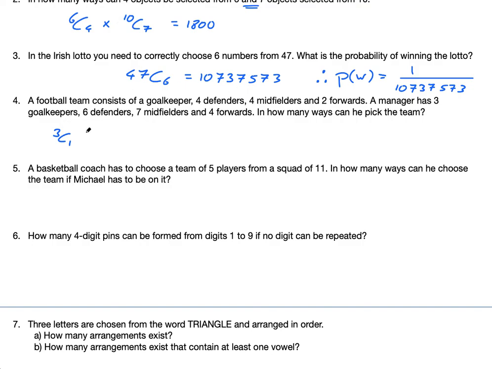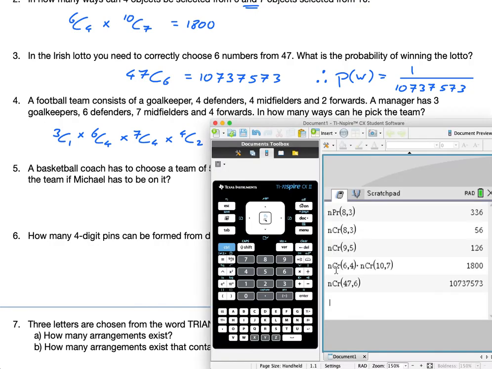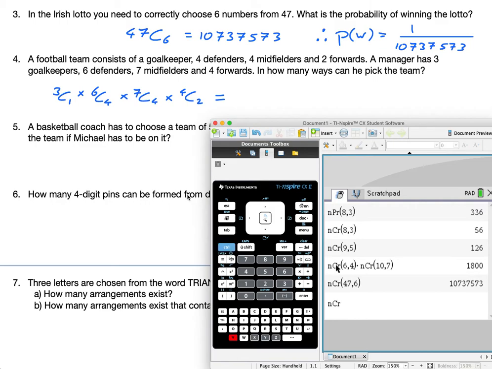So 3 choose 1. Then we have 6 defenders, and I need to choose 4, times 7 midfielders, and I need to choose 4, and then 4 forwards, and I need to choose 2. It's times because I need this, and I need this, and I need this, and I need this. All multiplied together, this gives me 3 choose 1. Now that's just 3, by the way, but whatever. Multiply by 6 choose 4. Multiply by 7 choose 4. Multiply by 4 choose 2.